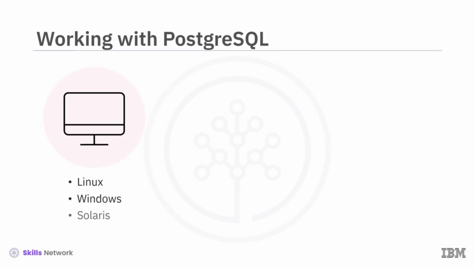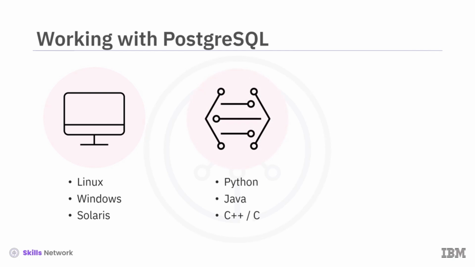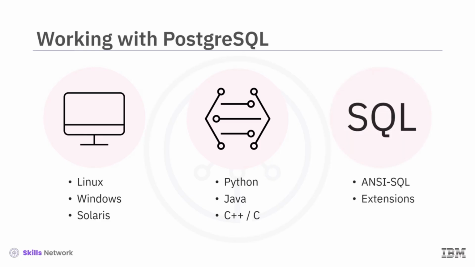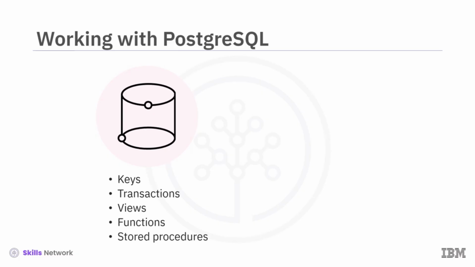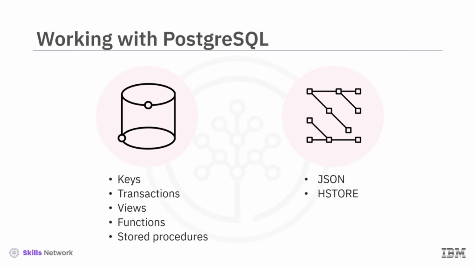Postgres is compatible with most of today's commonly used operating systems, and its low maintenance threshold makes it easy to implement in an organization. It supports many programming languages, enabling you to integrate it with your web applications, and supports ANSI SQL standards. When using Postgres, you can use all the standard relational database constructs, such as keys, transactions, views, functions, and stored procedures. And you can also use some of the NoSQL functionality, such as JSON for structured data and HStore for non-hierarchical data.